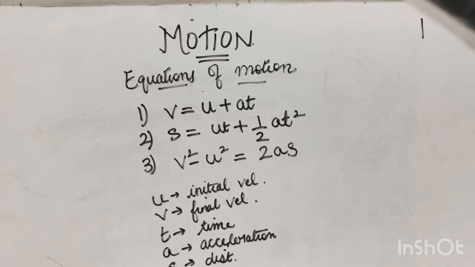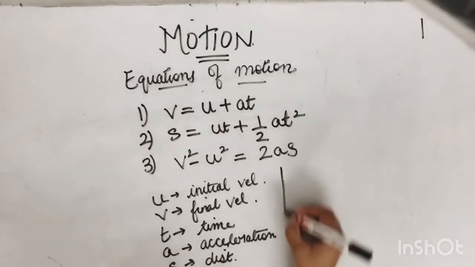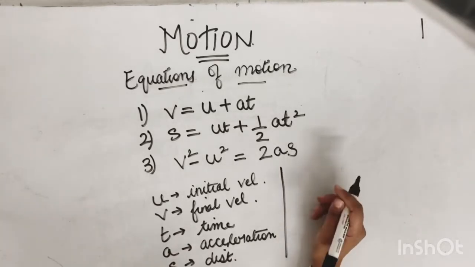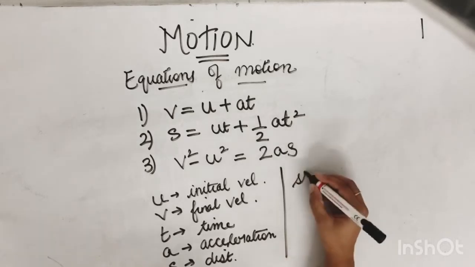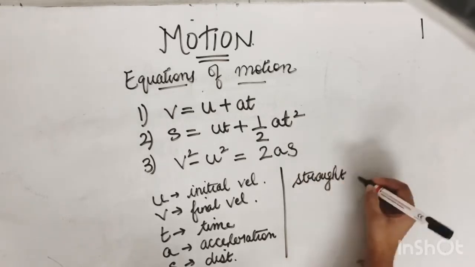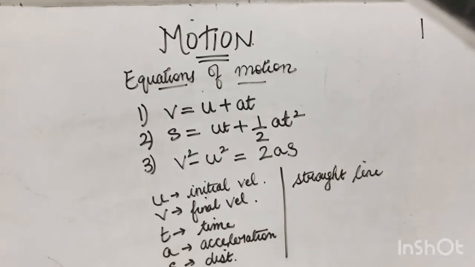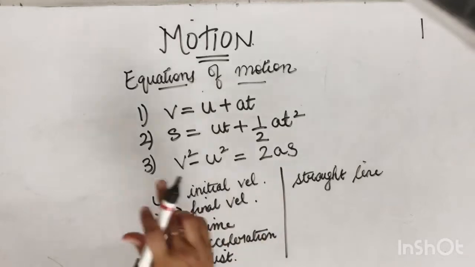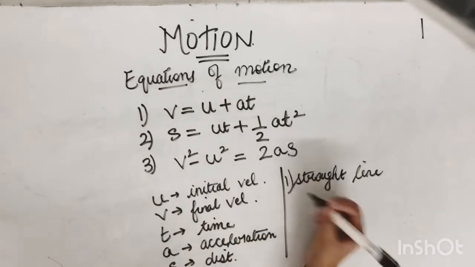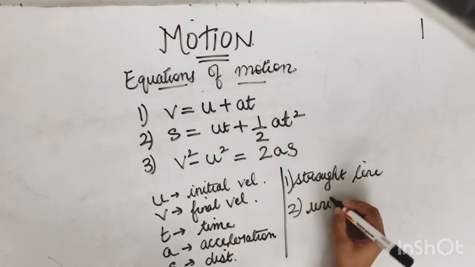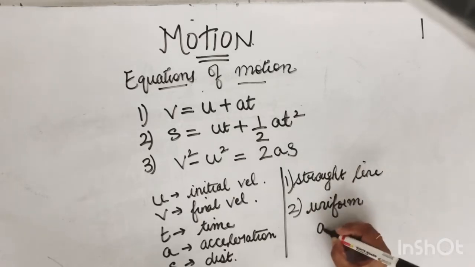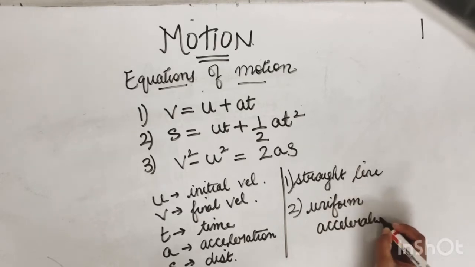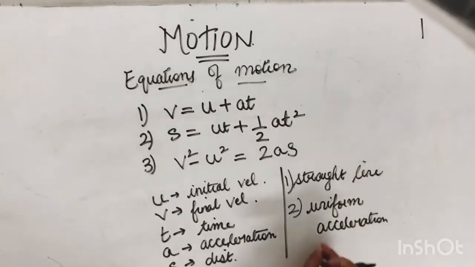Now, two things that you have to keep in mind whenever we are using equations of motion, there are two conditions. First is body should move along a straight line. When a body is moving along a straight line, then only you can use these equations of motion. This is the first thing. Second thing, body is moving with uniform acceleration. If body is moving with uniform acceleration, only then you can use these equations of motion. So these two conditions are necessary if you want to use these equations of motion.